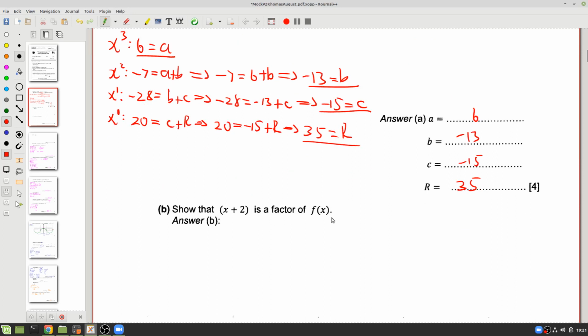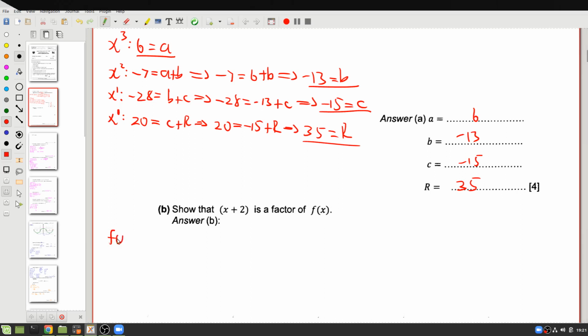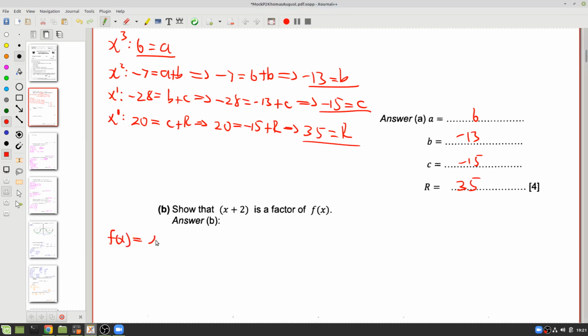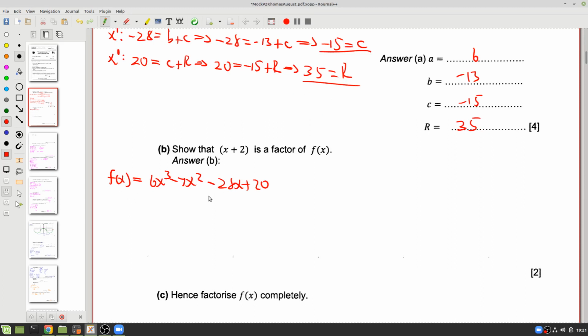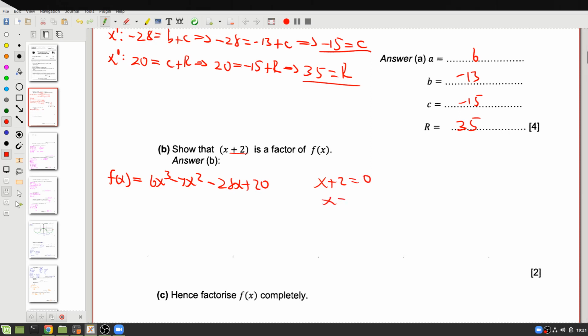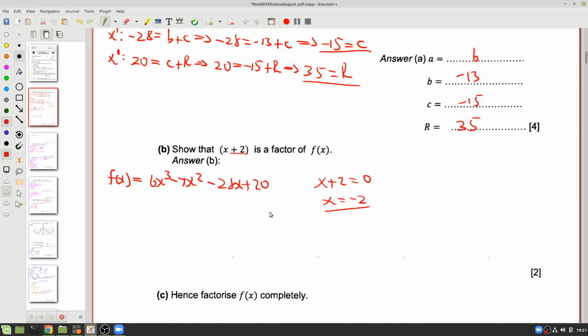Question B. Show that x plus 2 is a factor of f of x. Okay, let me just write down the function f of x before I forget that. So f of x, we said that is 6x cubed minus 7x squared minus 28x plus 20. Okay, we need to show that x plus 2 is a factor. So to see what we have to substitute in here, let's put this equal to 0. So x plus 2 equals 0, which means x must be equal to negative 2. So by the remainder theorem, if we have f of negative 2, if this answer equals 0, then this is a factor. So let's check what we get.